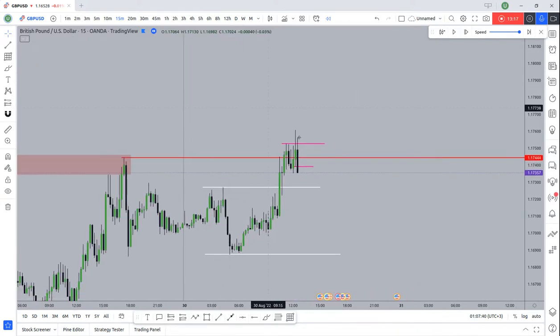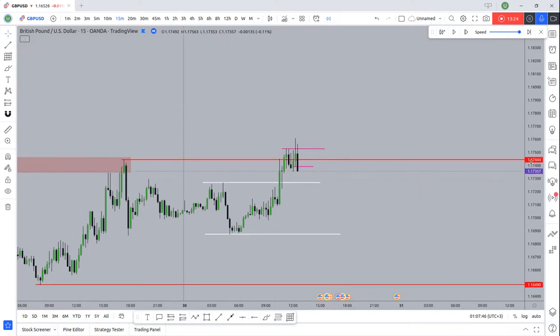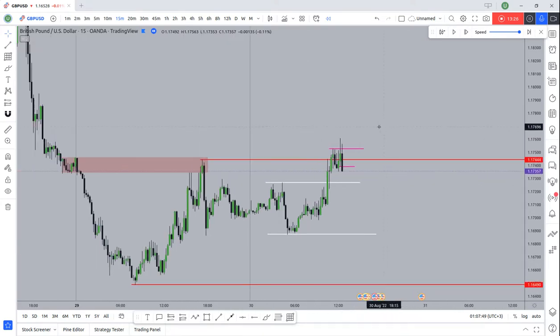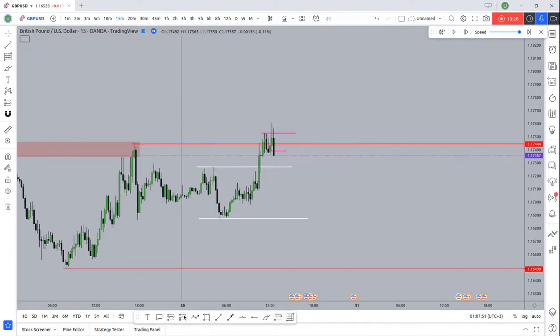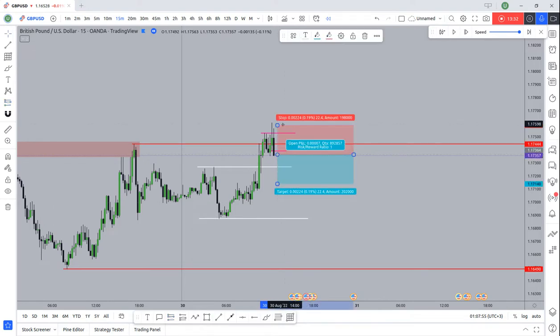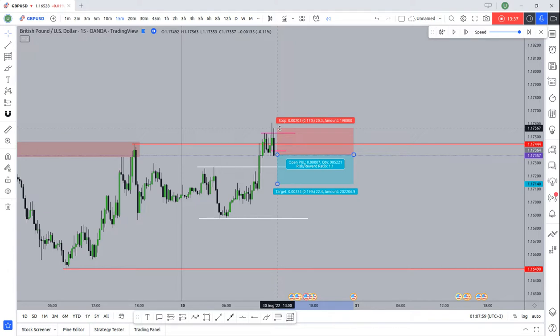When I saw that, and the time was okay, we are about 2 hours 30 minutes before New York opens, I went short in here. My stop loss was above, so I was risking 20 pips.